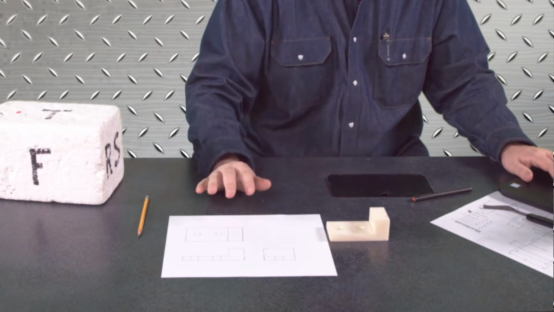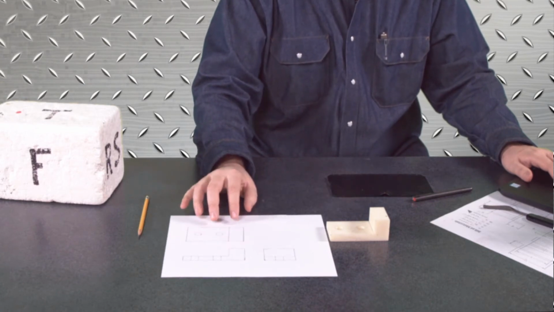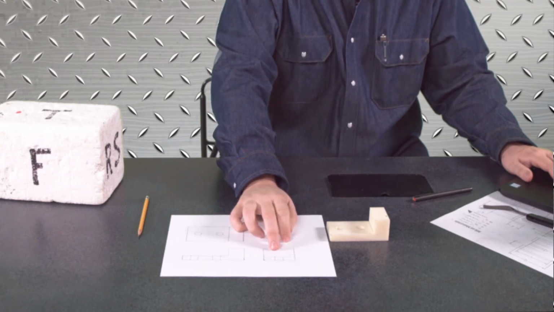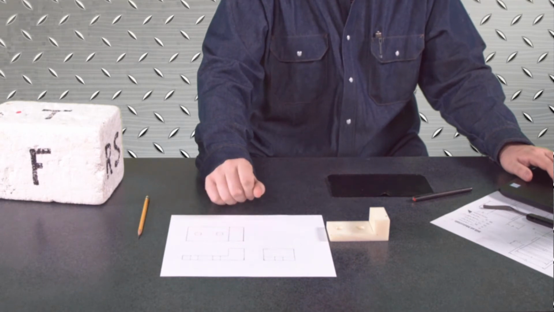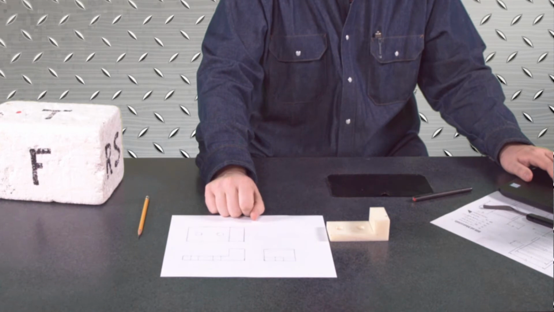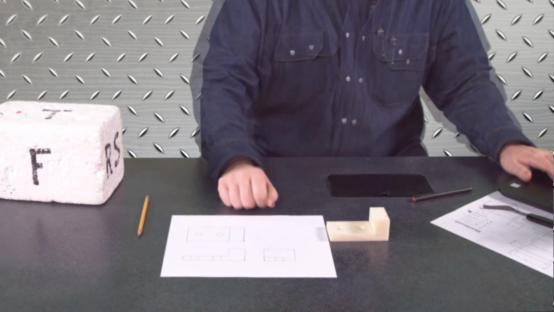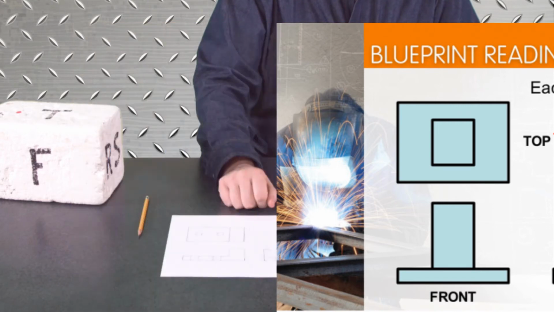The top view is going to be above the front view, and the right side view is going to be in line with the front view to the side of it, in accordance with third angle orthographic projection. There is first angle orthographic projection, but that's used more in the metric system, and we'll go over that later. What we have is front, right side, and top view, and each view will be aligned with each other in the orientation of the part.